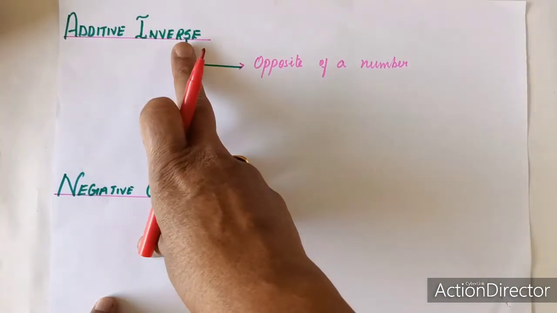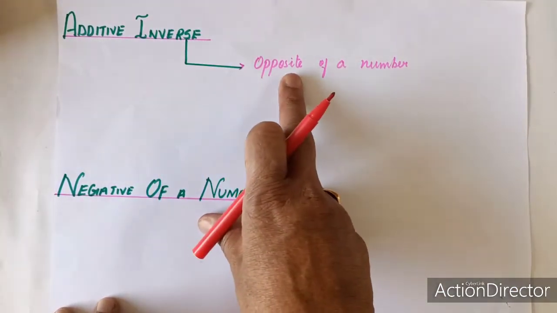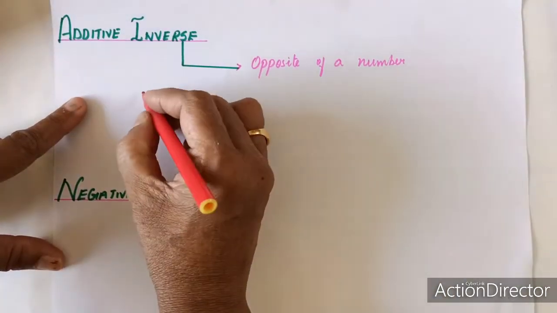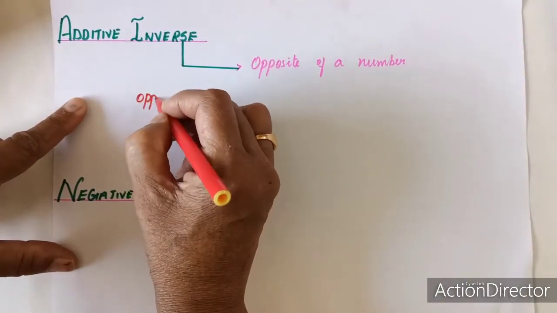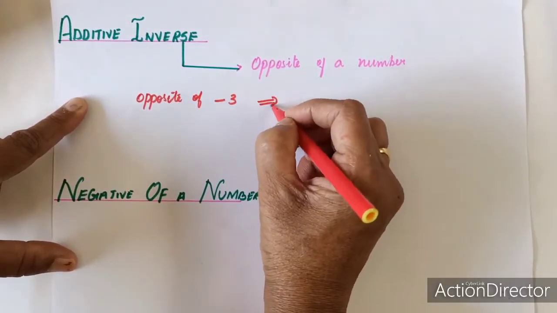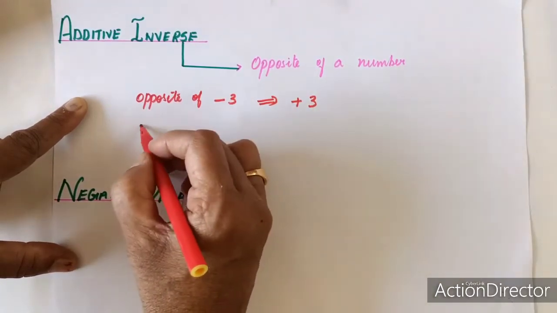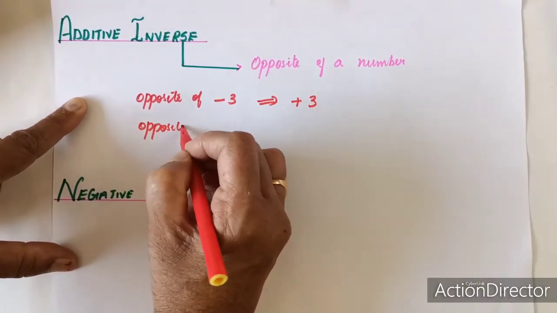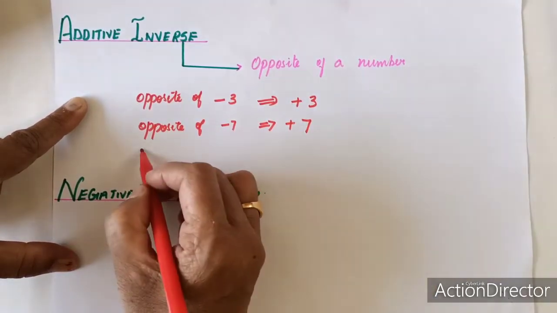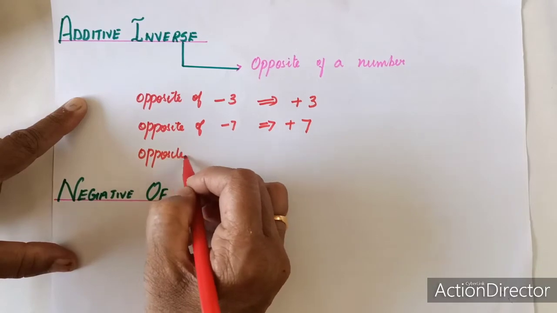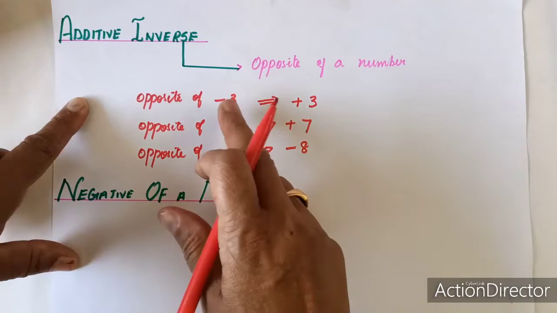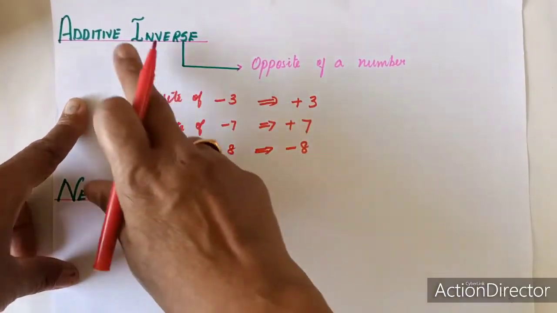Next topic is additive inverse. What do you mean by additive inverse? Additive inverse means opposite of a number. What is the opposite of minus 3? It is plus 3. And opposite of minus 7 is plus 7. Opposite of 8 is minus 8. So we have to change the sign over here. That is called additive inverse.